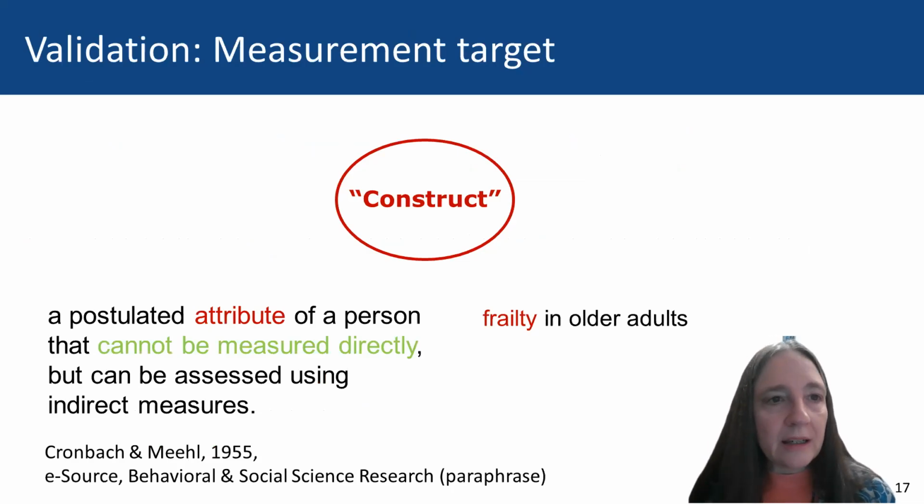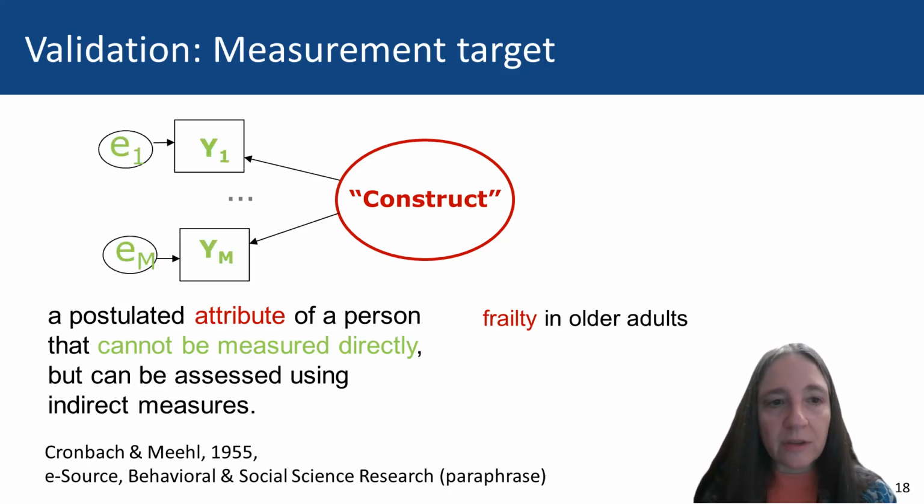And so let's briefly cover validation and illustrate it in the context of the physical frailty phenotype. So in validation, one begins with what's called a construct. That is a postulated attribute of a person that can be well theorized, well described, but can't be measured directly, only can be measured using indirect measures. And so you can see the idea of a construct in an oval exists, we can theoretically describe it, can't directly measure it, and so we need to indirectly measure it with multiple surrogate measures. Frailty in older adults likely is such a construct.